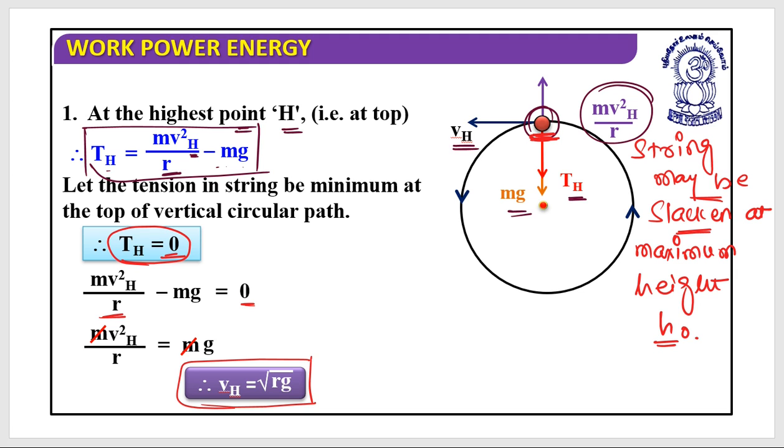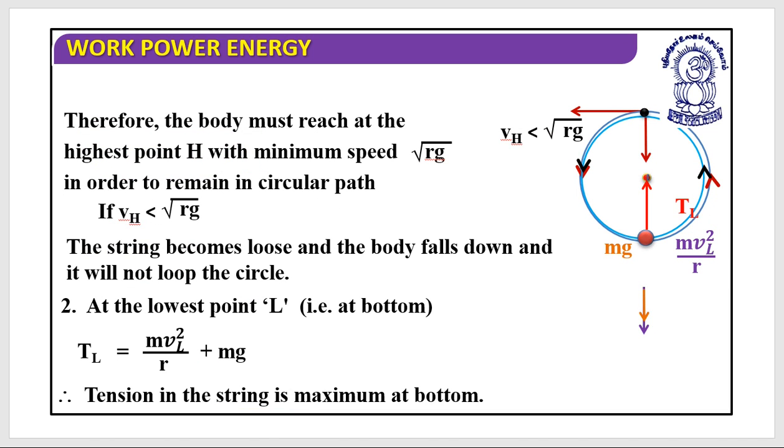Is it clear? Are you sure? Great. So at maximum height at location H, the speed would be root of rg. We must understand that the body must reach the highest point H with a minimum speed of root rg in order to remain in a circular path.